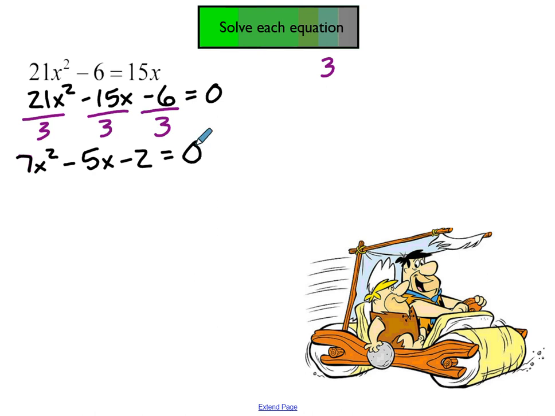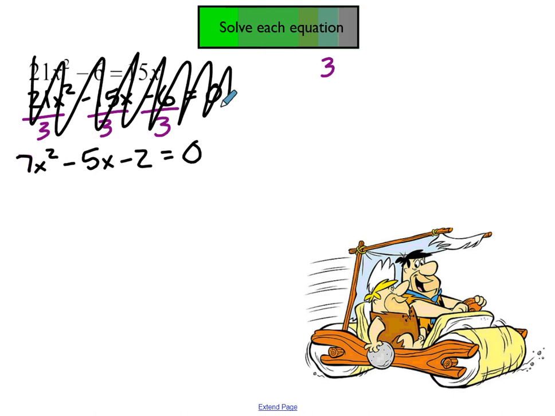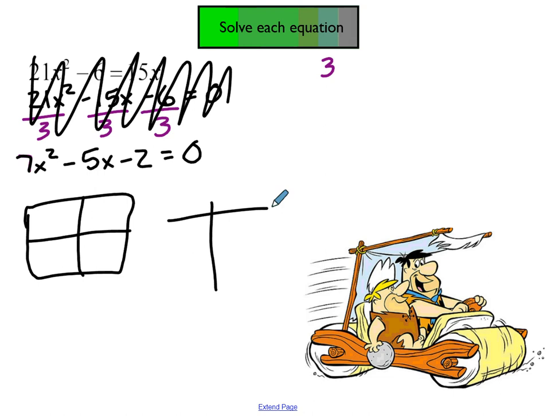I no longer need all that top stuff. I have my box, got my table. So 7x squared is going to go here. Negative 2 goes here. 7 times negative 2, I want it to multiply to negative 14 and add to negative 5.